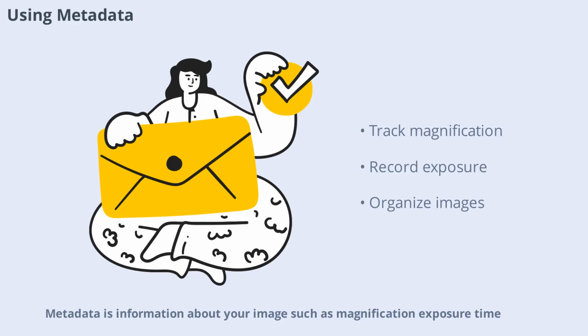Metadata is information about your image, such as magnification, exposure time, and date captured. Keeping track of metadata helps you organize your images and provides context for your analysis. Most software allows you to view and edit metadata easily.